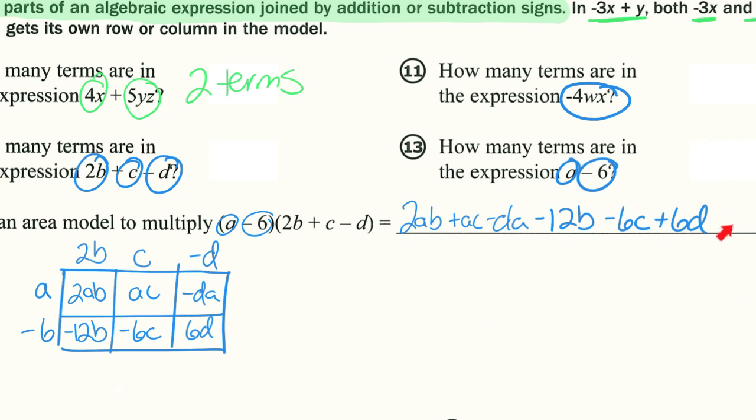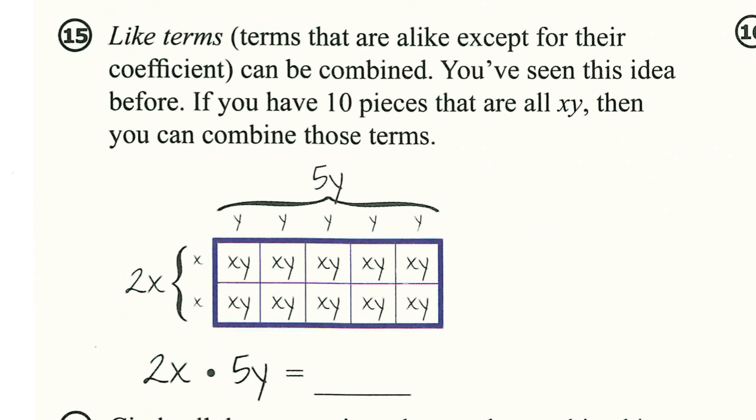After I multiplied everything out, I would add all of those pieces in the table together here, and this would be my final answer. I know it's really long. It has 6 terms in it, but that would be the answer. Number 15 is also giving us some vocabulary of like terms. And we're saying that like terms are terms that are alike except for their coefficient, the number part, and they can be combined. You've seen this before.